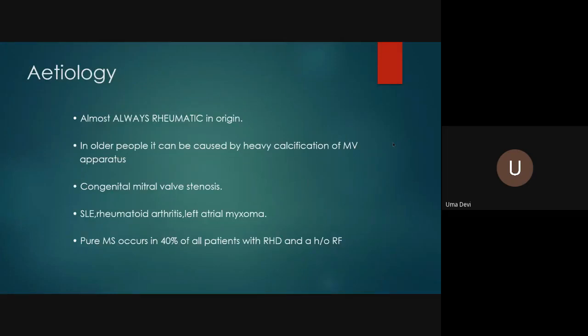So the etiology is always rheumatic in origin. We already spoke in the last class about rheumatic heart disease. The commonest valvular involvement is the mitral valve, and after rheumatic fever, the first presentation will be mitral regurgitation. But after two decades from the presentation of rheumatic fever, if the patient is not on primary or secondary prophylaxis or has discontinued it, they land up with mitral stenosis.